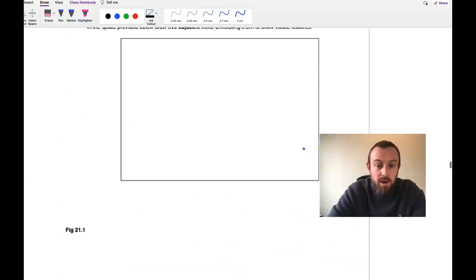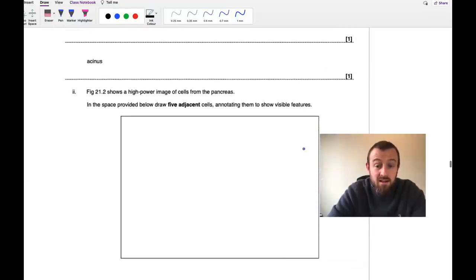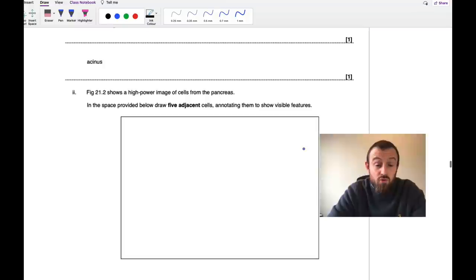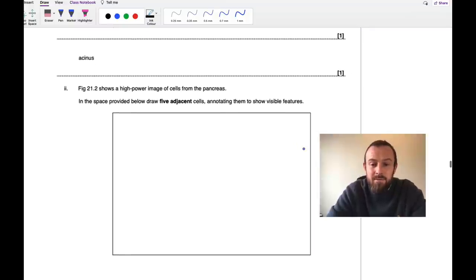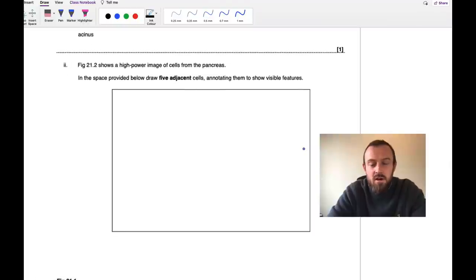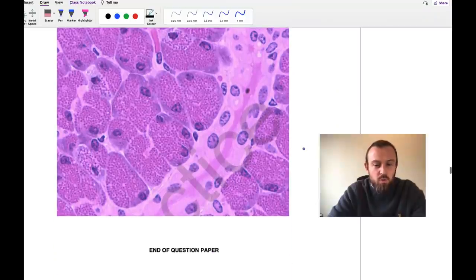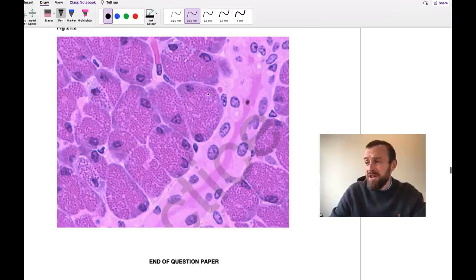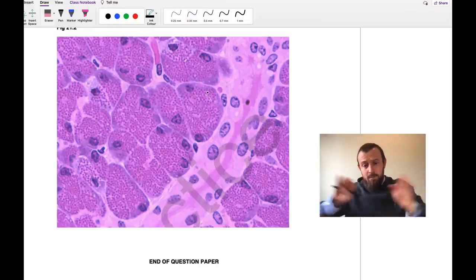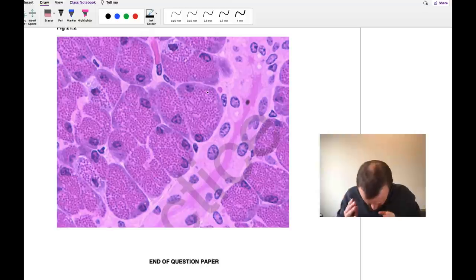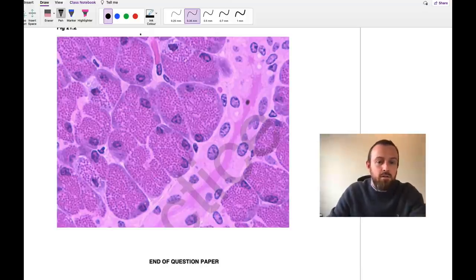Right, the next bit is a drawing. You've got to draw 5 adjacent cells, annotating them to show visible features. Now, I'll quickly show you what you want to do when you draw this. If you are able to trace it in an exam, by taking the printout and putting it under the sheet and looking through it, that's okay. You can do that. No one's going to know.